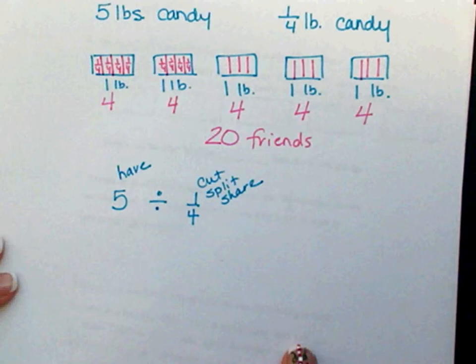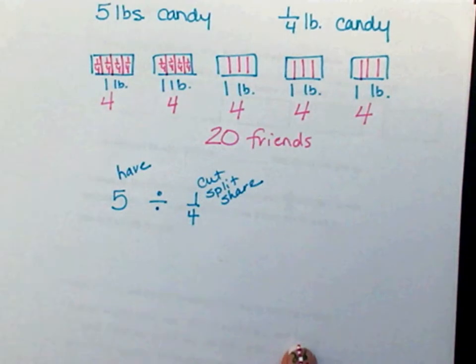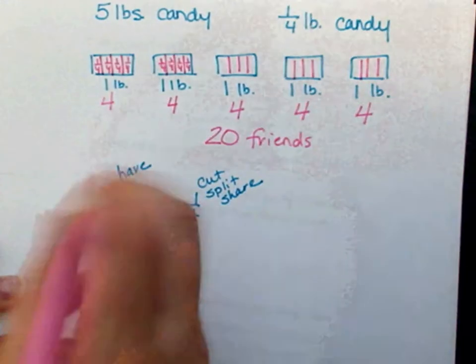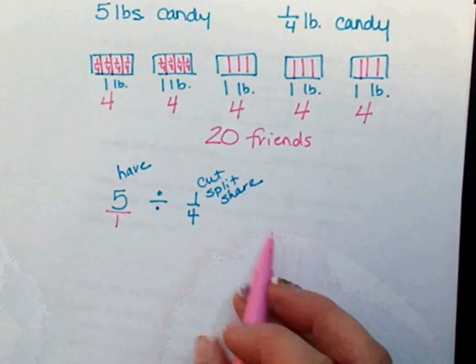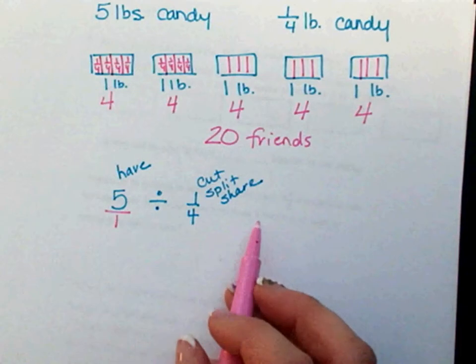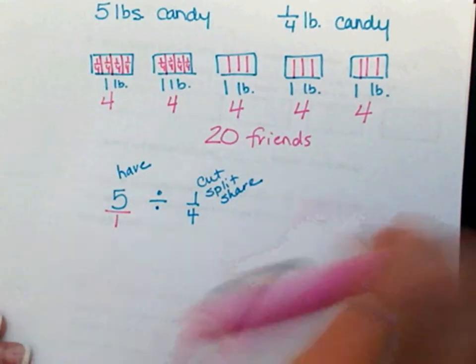Okay, we talked about this with fractions of multiplication and division. If I have a whole number and I'm dividing it or multiplying it with the fraction, what do I need to do to that whole number? Put it over 1.